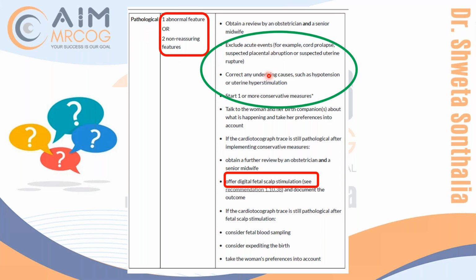And then correct any underlying cause, as I told you: hypotension in epidural, hyperstimulation due to oxytocin drip, or anything else. So you will correct that. And then you will start the conservative measures. Then you will inform the woman what you are dealing with and what your further plans are.